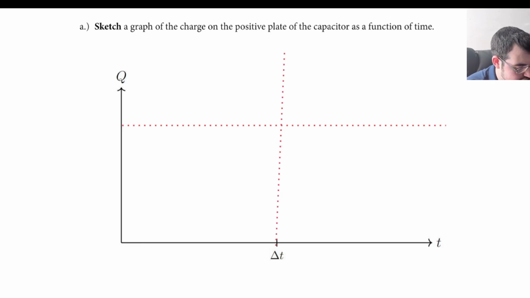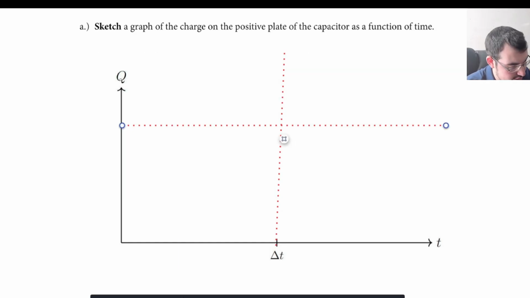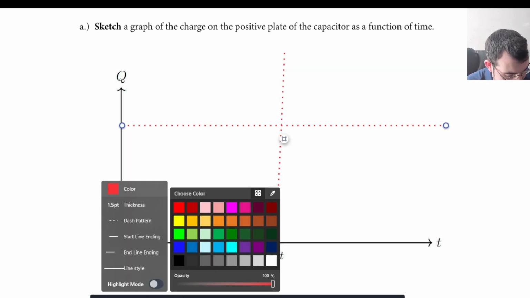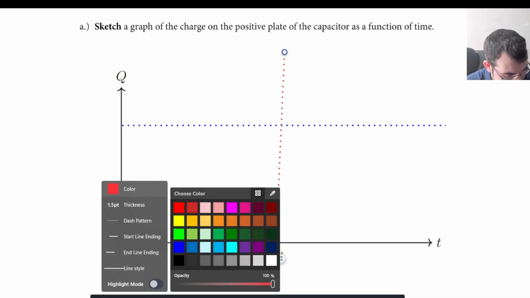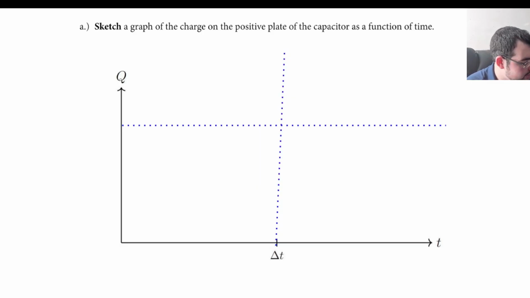All right, so what is this going to look like? Well, we know that first, let's change this. I don't like, let's make this blue, because I like to make my graph red. All right, so we start uncharged, and then we know we're going to end fully charged, because that's when this switch gets flipped.